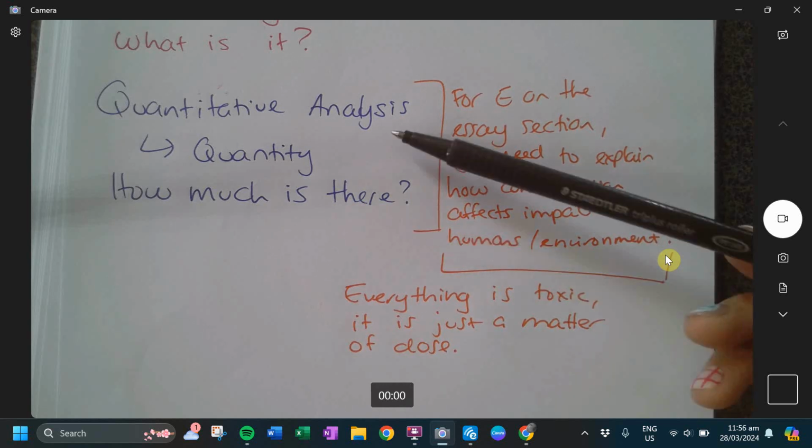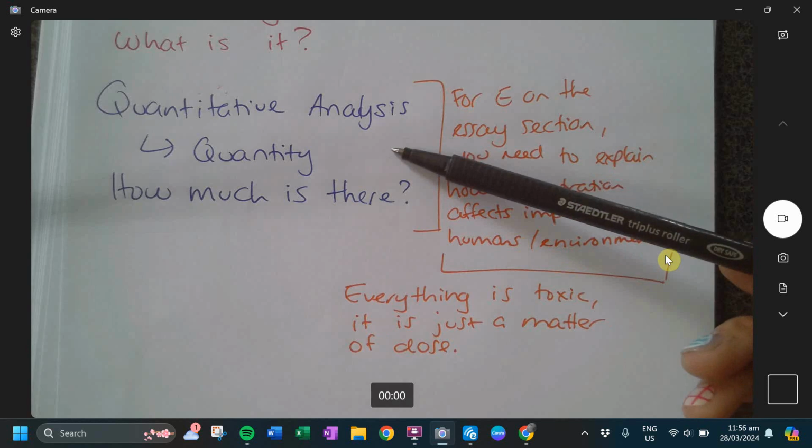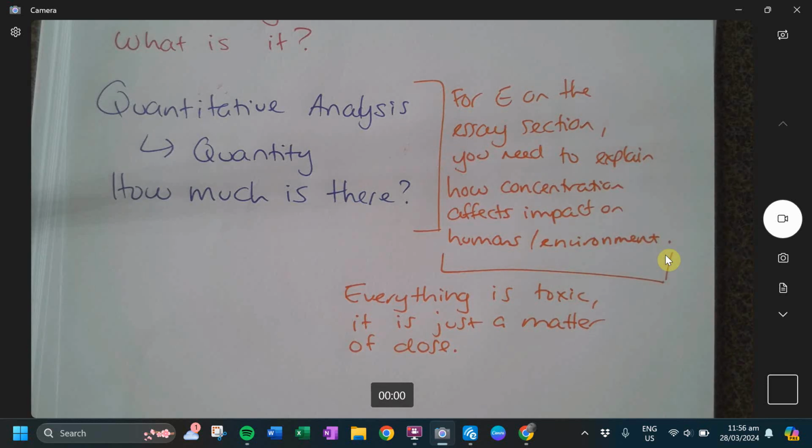And we will actually do an internal on quantitative analysis as our next one. That's going to be the titration one. But you do get to start thinking about it in this standard. So yeah, everything's toxic. It is just a matter of dose.